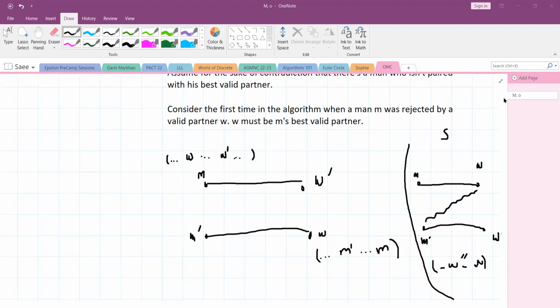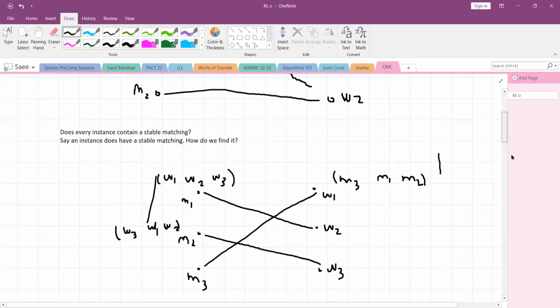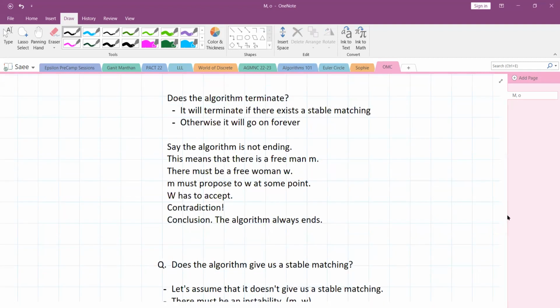Let me do a quick recap of what we saw. First we looked at the problem. We defined the problem properly, where every man has a preference list and every woman has a preference list. Then we looked at the pseudocode of the algorithm, and we tried to analyze it: what kind of a stable matching does it give us? It gave us some very expected results.